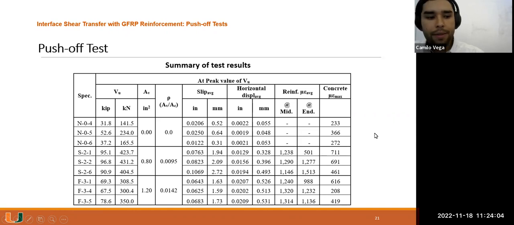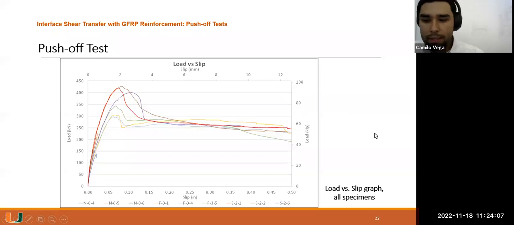But let me show you this information in a better way, and this way is through a graph. This chart depicts the relationship between the load and the vertical displacement, or the slip, obtained in each of the nine specimens tested. The three curves at the top represent the specimens with the steel stirrups. The three in the middle represent the specimens with GFRP stirrups, and the three at the bottom, this one and this one, which are almost not seen, represent the specimens without reinforcement.